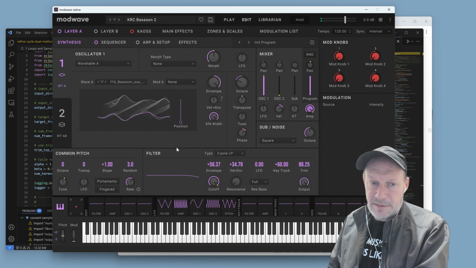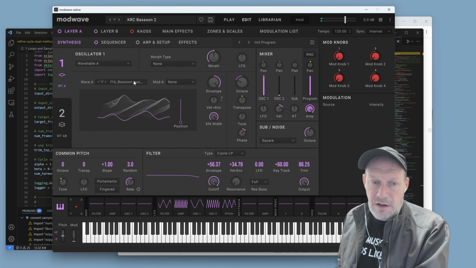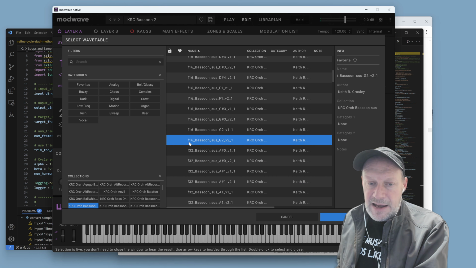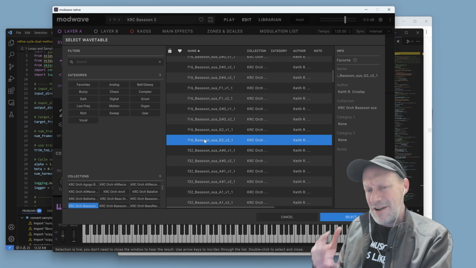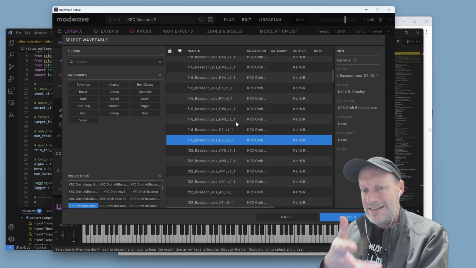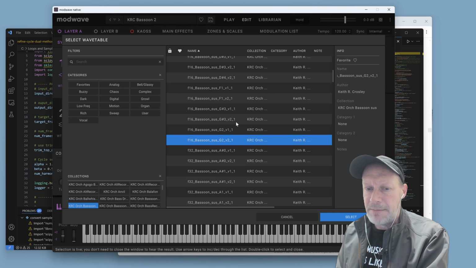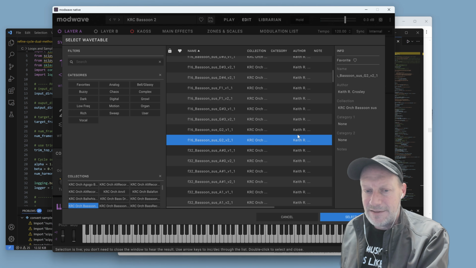So here is a bassoon using a 16-frame version of the wavetable. All of these wavetables start with an F followed by the number of frames. So F16 is not a fighter jet. It means that this is a 16-frame waveform, and then we've got the original name of the sample. For the most part, there were some extra identifiers that I stripped out to try to make these fit on the screen. But that's always a problem. There's a trade-off between detail in the wavetable name and the length that gets displayed in the various interfaces.